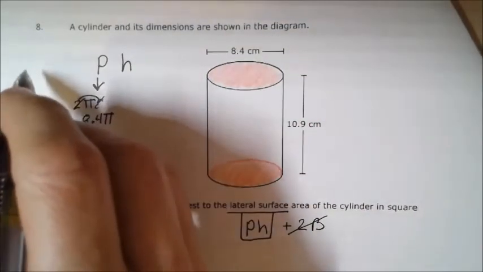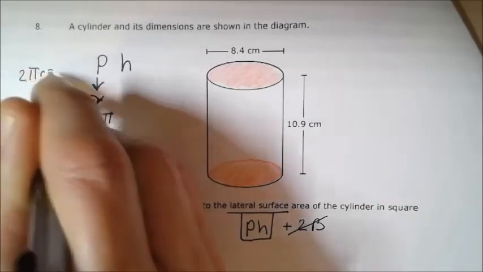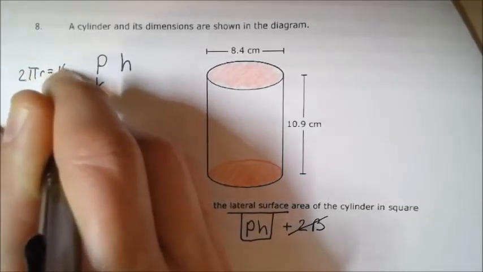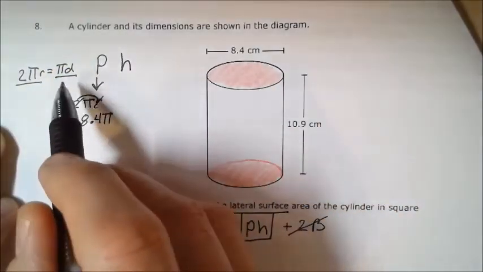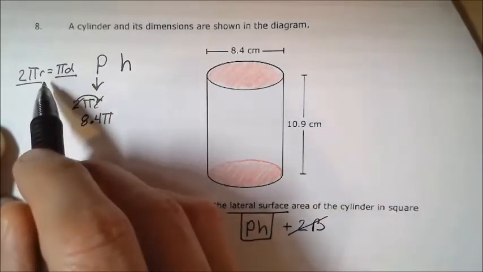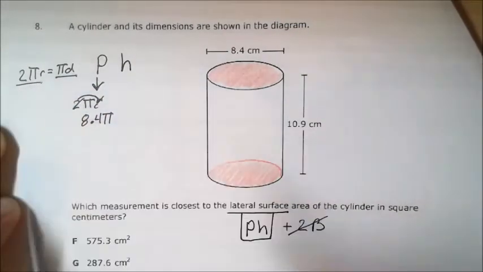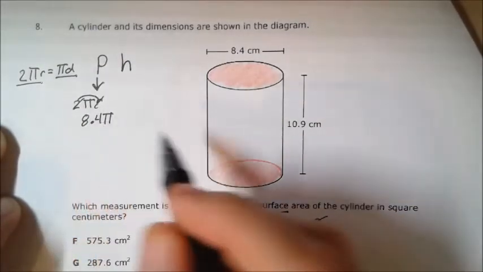In other words, for those who might be a little confused here, if you might have forgot, 2 pi r is equal to pi times the diameter. Those are equal statements. So if they give you the diameter, you're just going to multiply it to pi. If they give you the radius, then you've got to multiply it times pi and 2. So our perimeter is 8.4 pi.